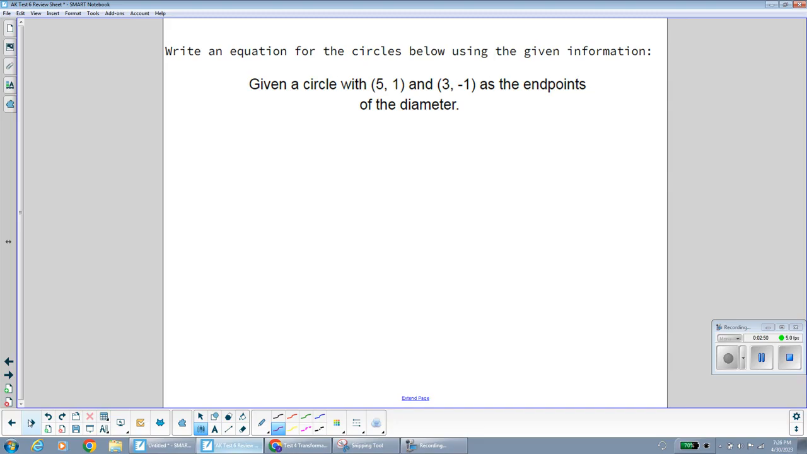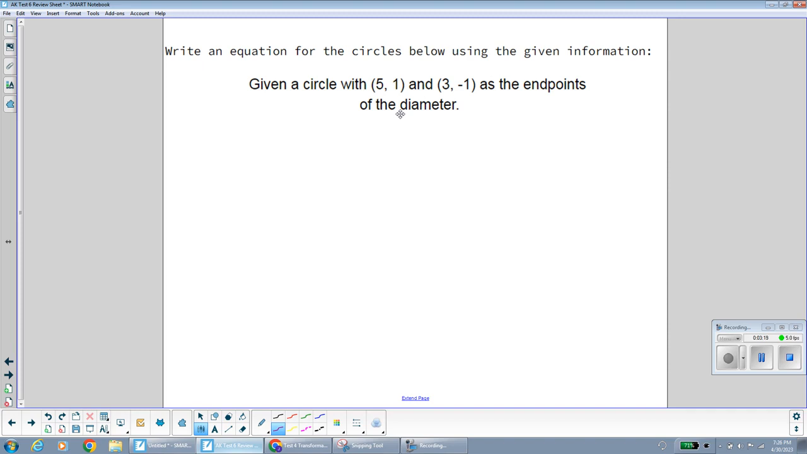Over here, we have an example that's a little bit different. This time, we're given a circle with the endpoints of the diameter. So we don't have the center of the circle here, and we don't have the radius of the circle like we had in the other two examples. We need the center and the radius in order to write the equation of the circle. So we're going to have to figure out how to find the center of the circle and the radius so that we can write the equation.